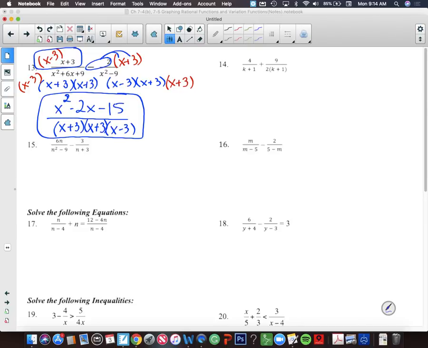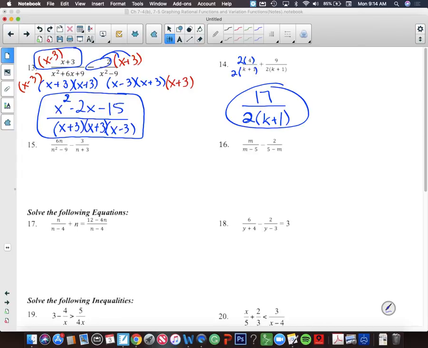Okay, so number 14 is an addition problem, and it's pretty easy. So we need a 2 and a k minus 1, or k plus 1 at the bottom. So we need to take this one times 2. Okay, and then you can put it together. So our common denominator is going to be that 2, k plus 1. And then on top, we're going to have 8 plus 9, which is 17. That's it.